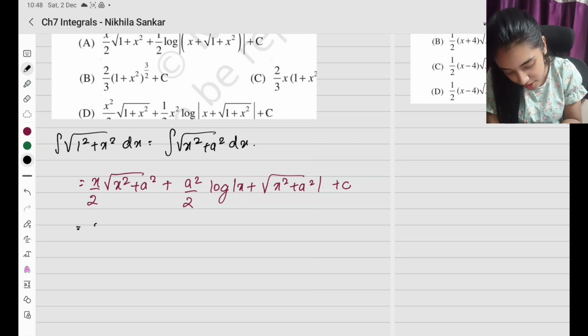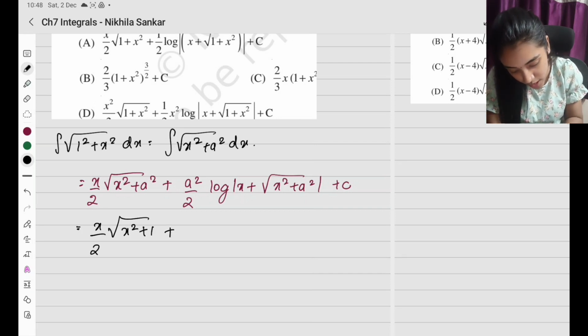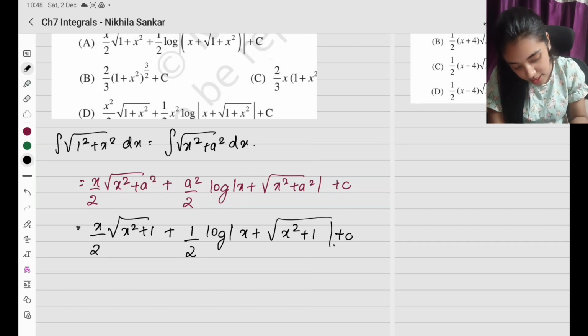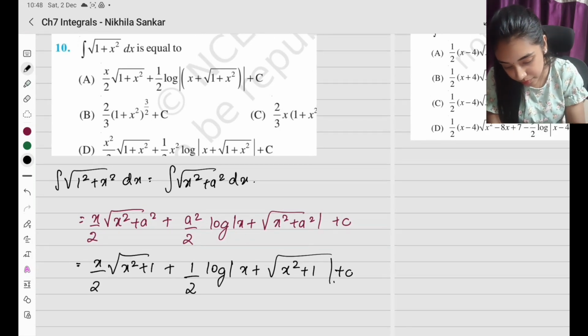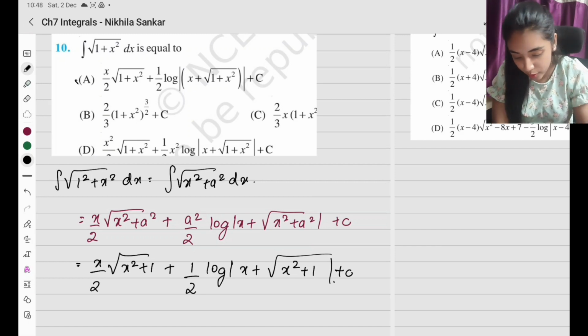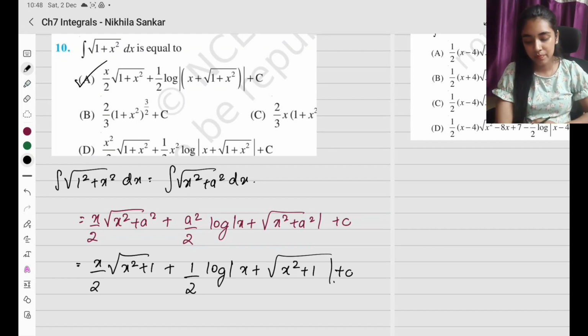So when I apply what is in the question, I have x divided by 2 square root of x square plus 1, with a's value being 1. So 1 square is 1 by 2 log mod x plus square root of x square plus 1 plus c. So what is the option? x by 2 square root of 1 plus x square plus the log term. So it is option A. Okay.